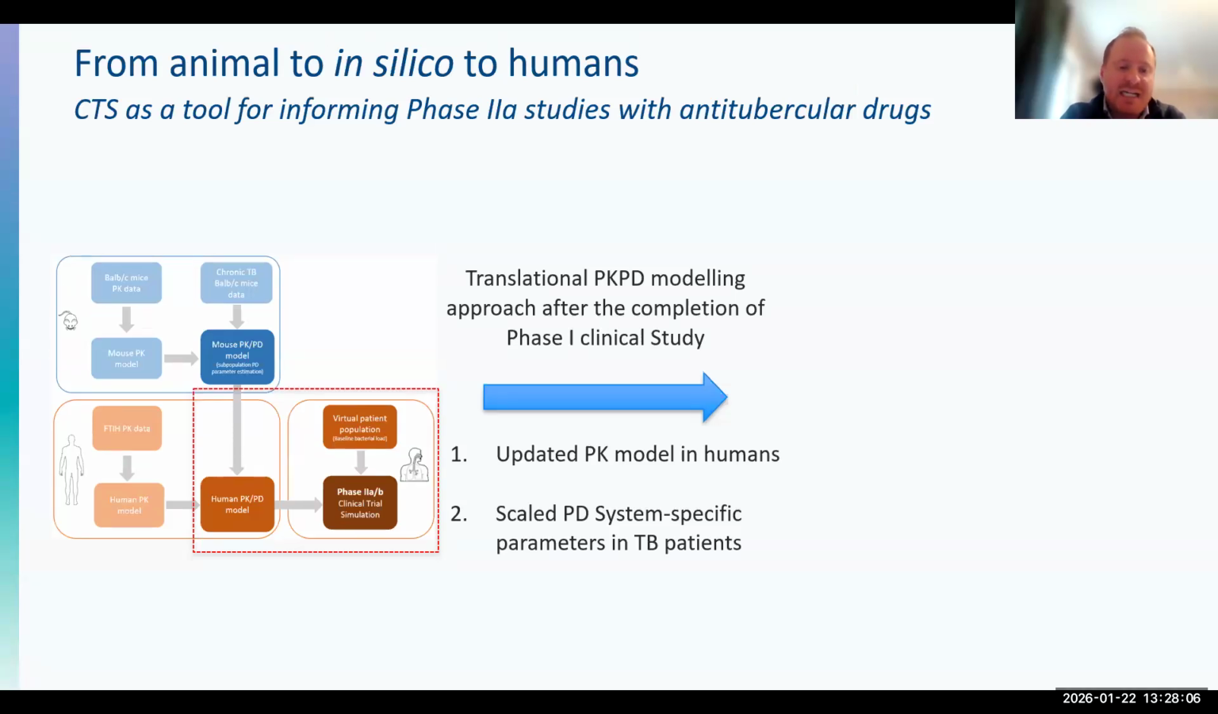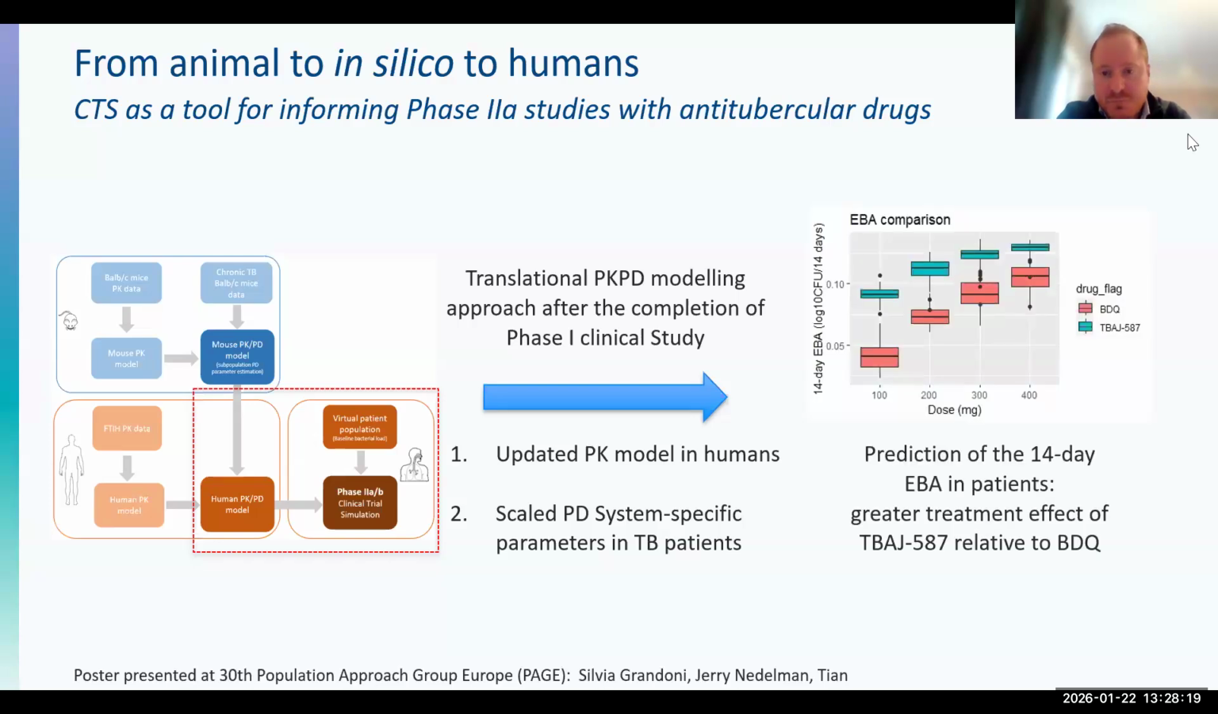What I would really like to highlight here is that this is always an evolving working process, utilizing all the available data that comes to us. And finally, we can predict the early bactericidal activity of TBAJ-587. In this particular graph on the right, you can see the reduction in CFU for TBAJ-587 as well as bedaquiline over 14 days for various doses: 100 milligrams, 200, 300, and 400 milligrams.